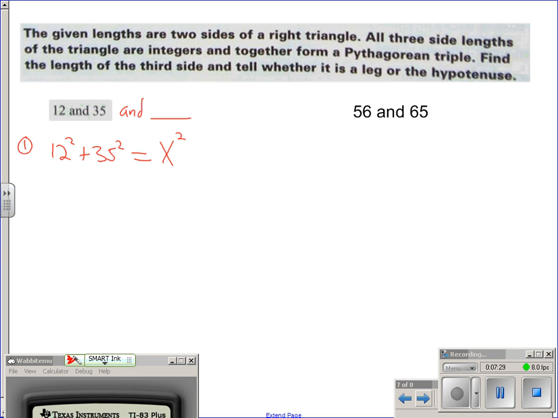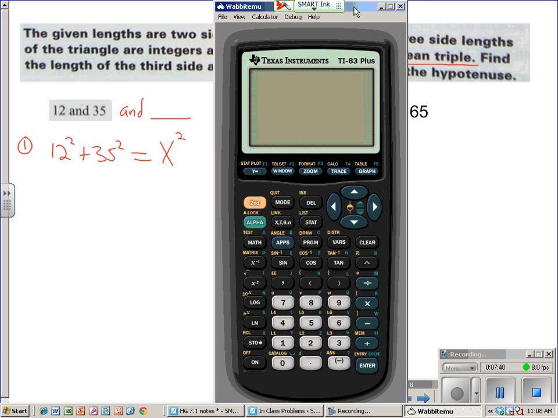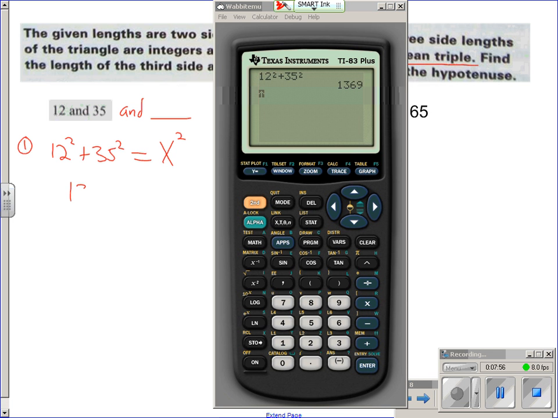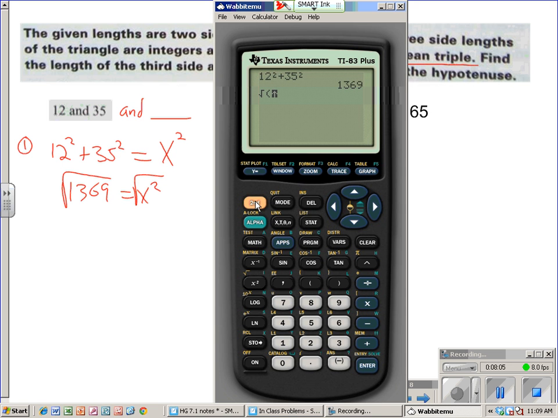Now, how are we going to know if this works? We're forming a Pythagorean triple. So when we solve for x, if it works, it's got to be an integer, no decimals. All right, so got the calculator, clear. 12 squared plus 35 squared. Get that answer. Take the square root of it to solve for x. So what we're looking at is 1369 equals x squared. Now we're taking the square root. So I'm taking the square root of 1369.